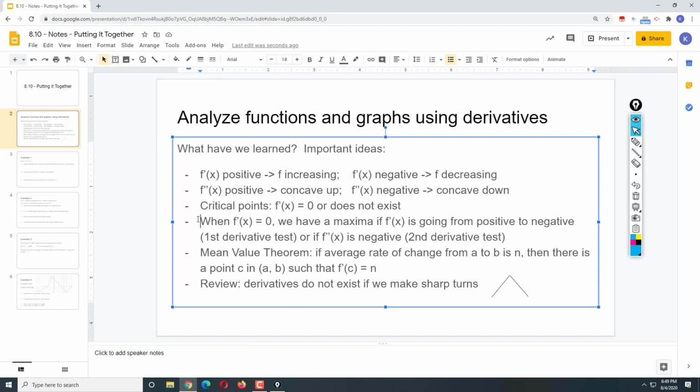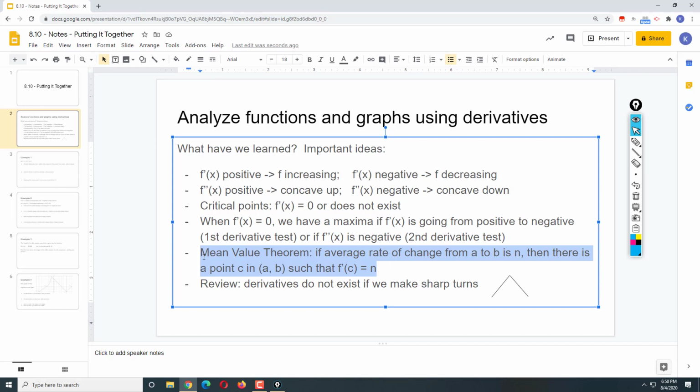When the derivative is 0, we can use the first derivative or the second derivative test to figure out if it's a maximum or a minimum. For example, if the second derivative is negative, we have a maximum. When the second derivative is positive, we have a minimum.